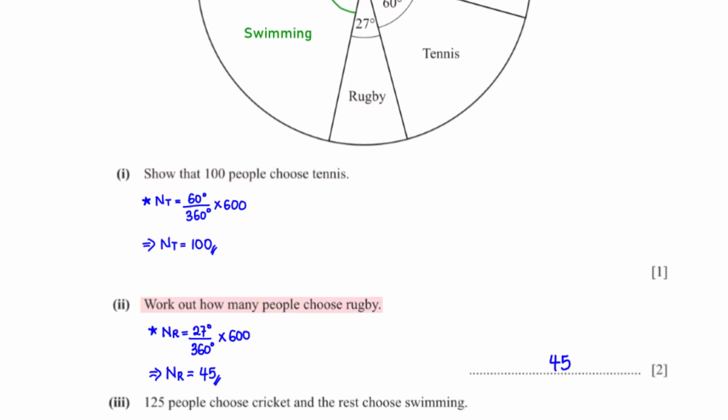Work out how many people choose rugby. The number of people who choose rugby is equal to the sector angle for rugby, which is 27 degrees, divided by 360 degrees times 600. This gives us 45.